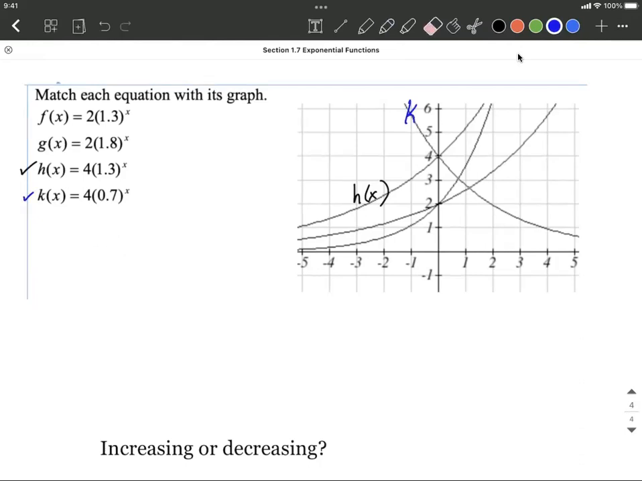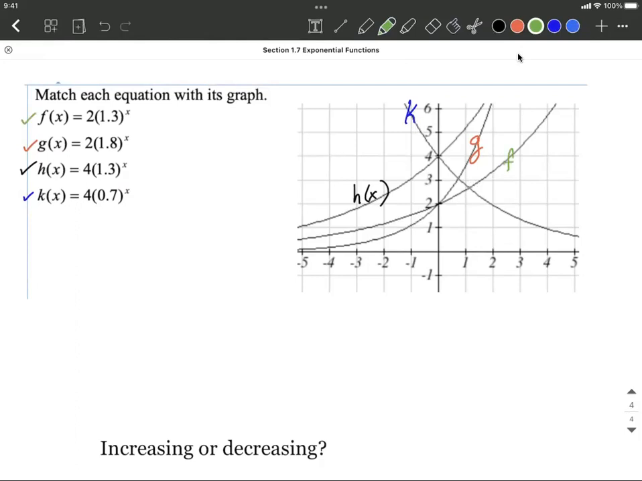Now let's compare the other two that both have a y-intercept at 2. Which one do you think is increasing more quickly? Because they're both increasing, but one's increasing more quickly than the other one. So this base here is going to be that determining factor. So whichever one's bigger is going to be increasing faster. So I think 1.8 is bigger than 1.3. So the one that's increasing more quickly is going to correspond with G in our case. And then what remains is still increasing, but not increasing as quickly. So that one has to be F.